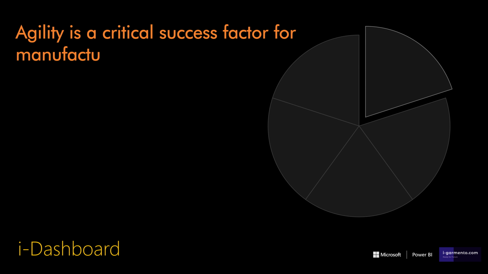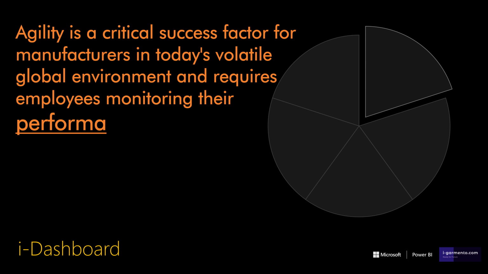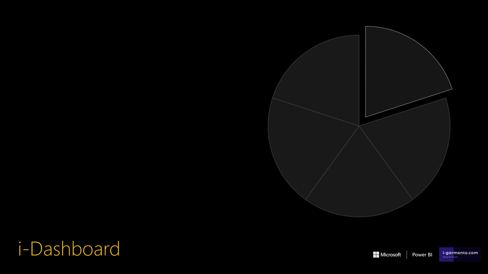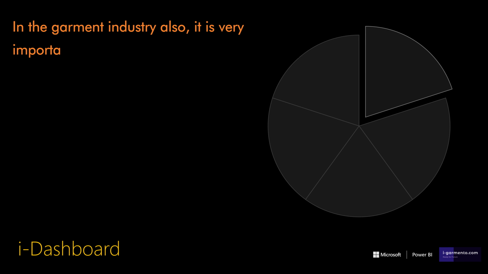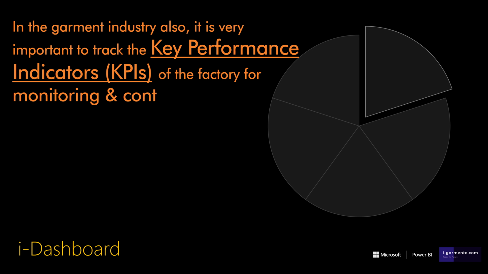Agility is a critical success factor for manufacturers in today's volatile global environment and requires employees monitoring their performance and reacting quickly to turbulence. In the garment industry also, it is very important to track the key performance indicators, KPIs, of the factory for monitoring and continuous improvement.